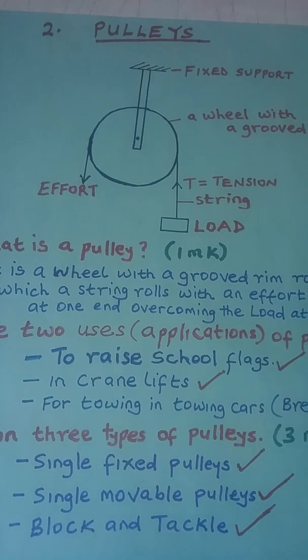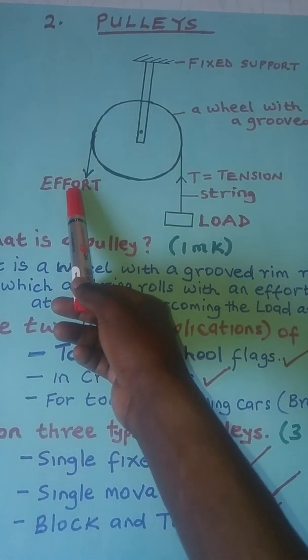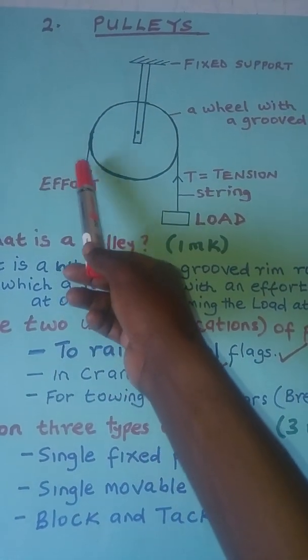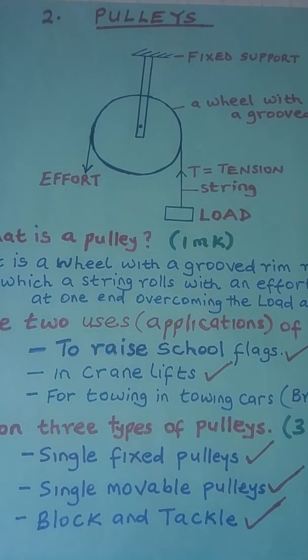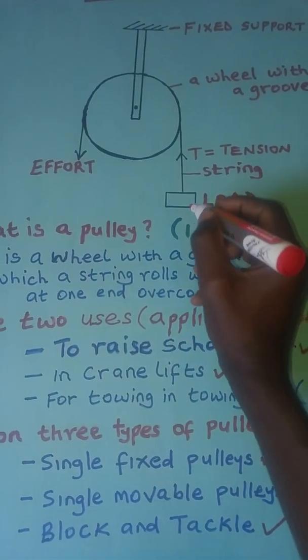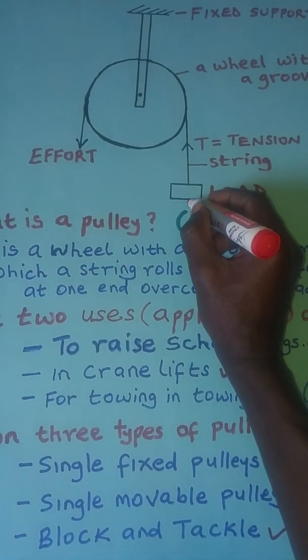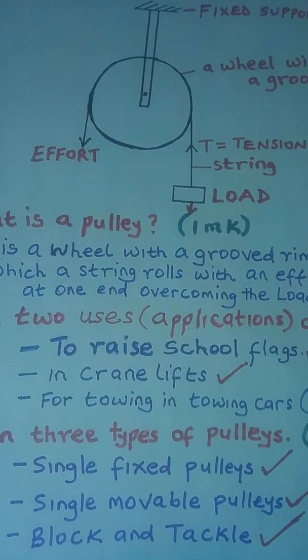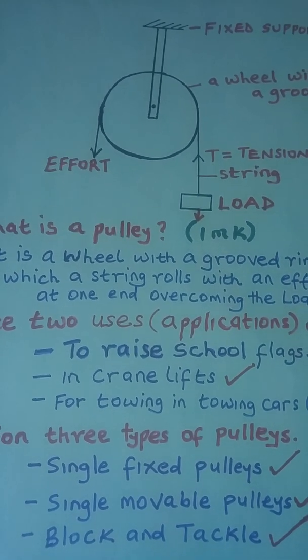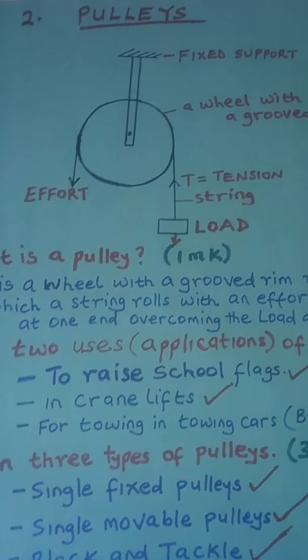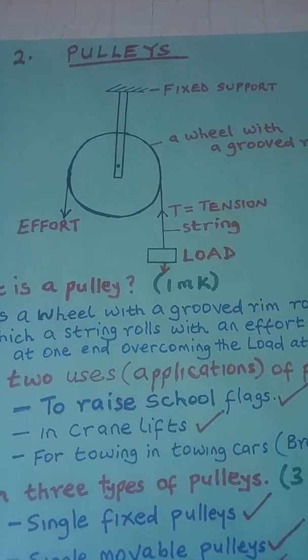So basically we have how many forces here? The effort, downwards, you can see the direction. The load, we have not indicated the direction, but we can indicate the load is downwards, like that. Then the tension is what? Upwards. So those are the 3 forces we have there. So this is the diagram representing a pulley.